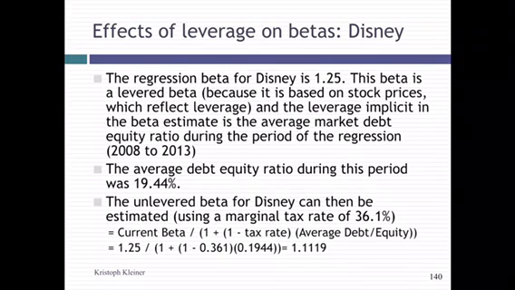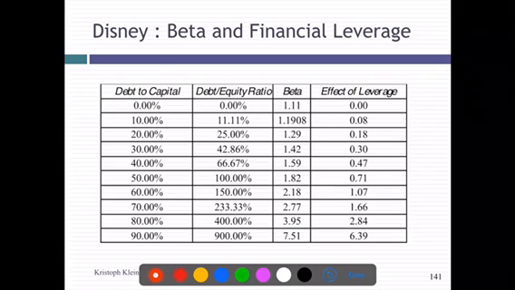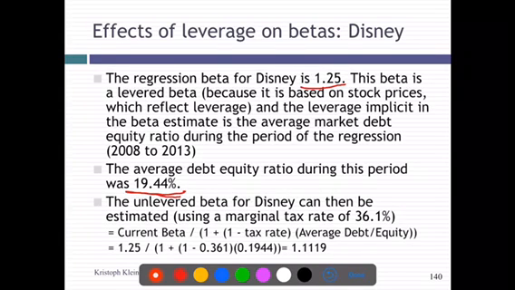The regression beta we estimated for Disney was 1.25. That's a levered beta because it's based on stock prices which reflect the actual leverage of the company. What was the average debt during that period? The debt-to-equity ratio during that period was 19.44%. Third, the marginal tax rate was 36.1%.